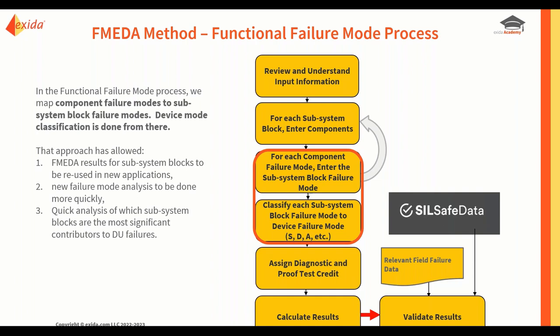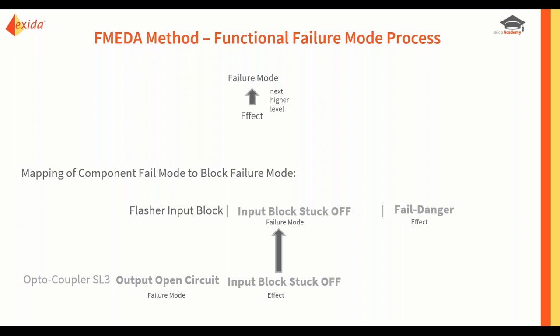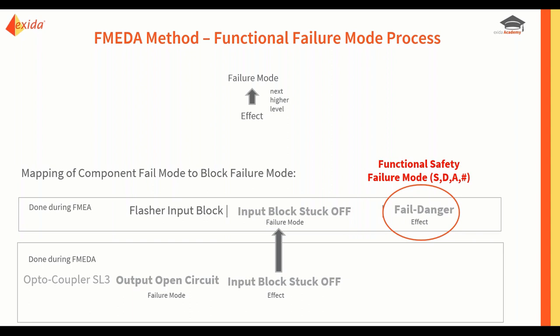So again, just to give you a little example of the difference here, in the previous example, the optocoupler failure was linked directly up to the system level, whereas in this example, the optocoupler failure mode is still open circuit, but the effect of that is on the block above, or the block that that component is contained within. And that was ascertained during the FMEA. And from that, we get that the fail danger is the effect.